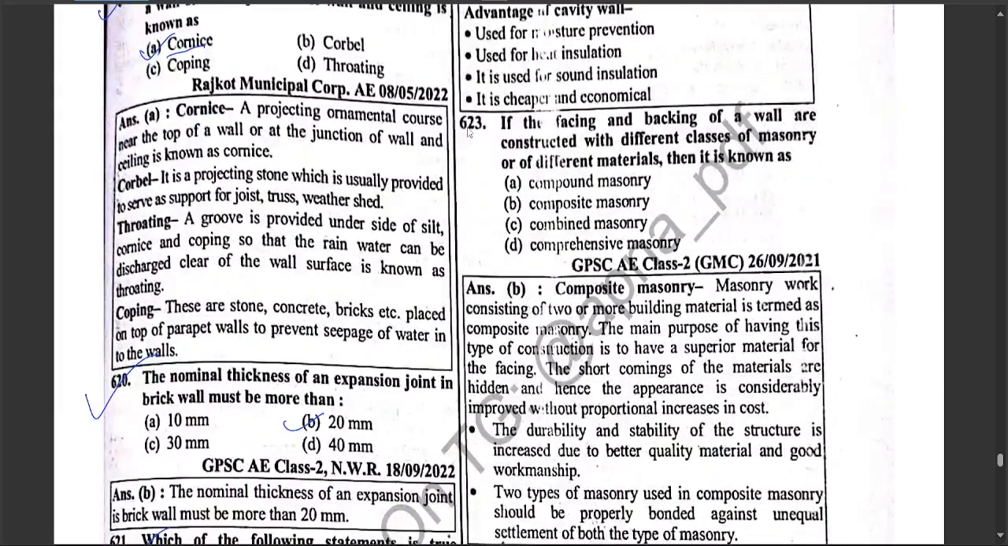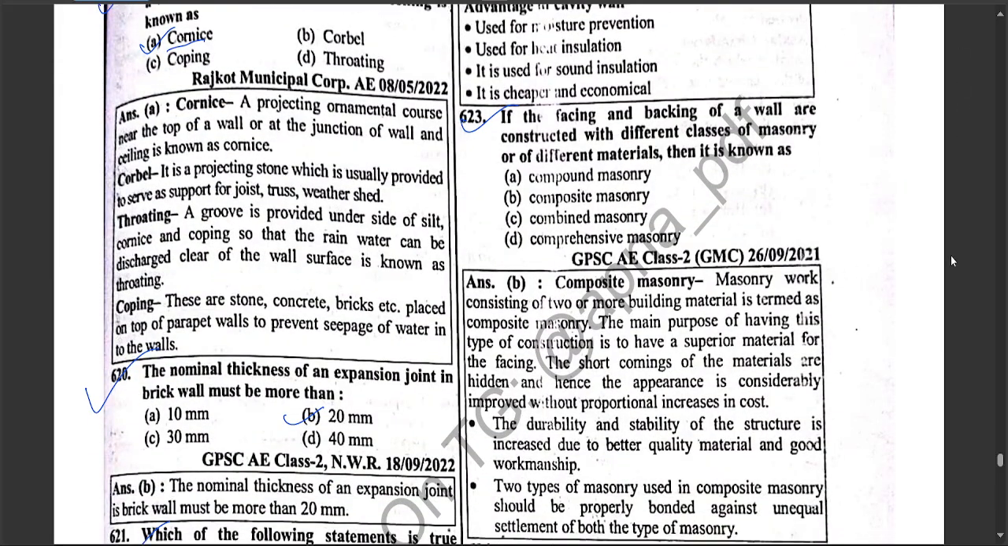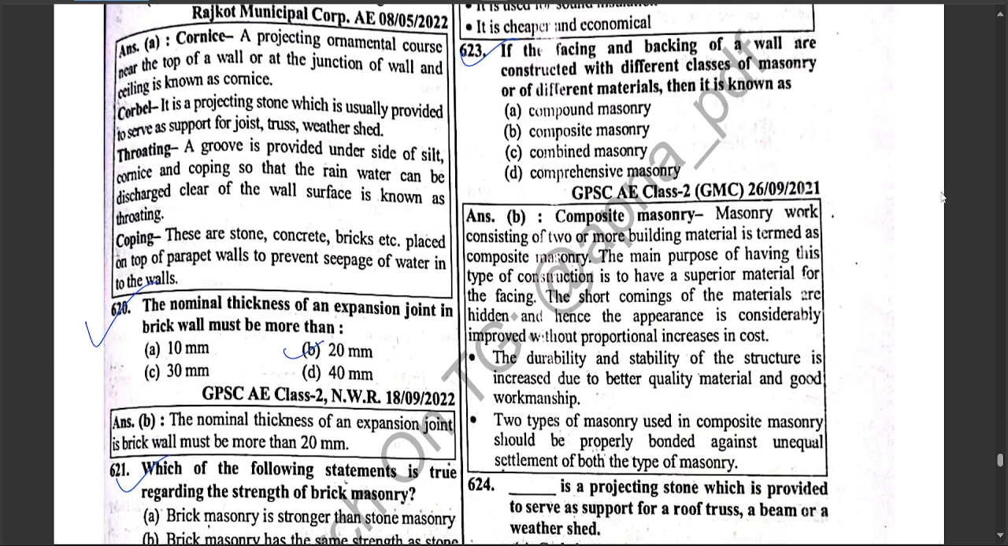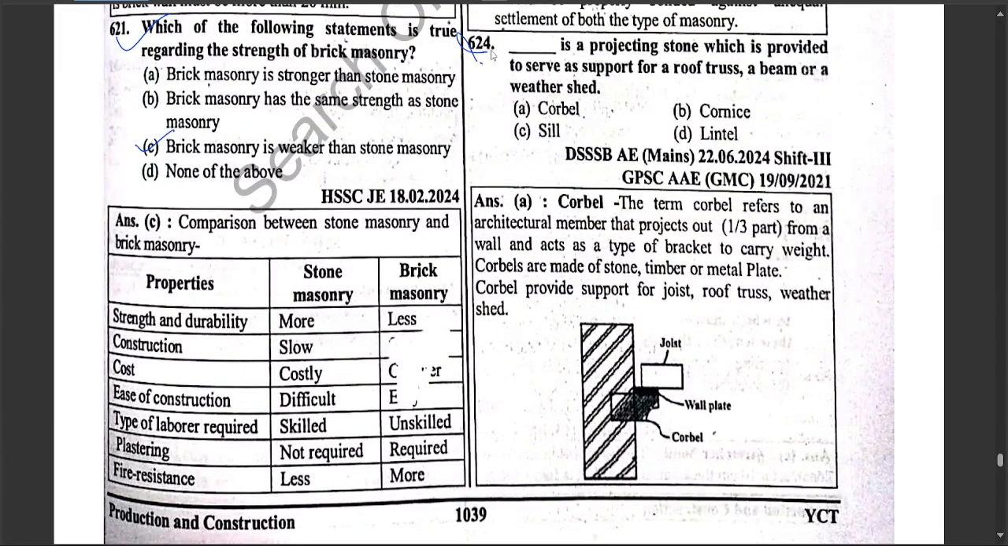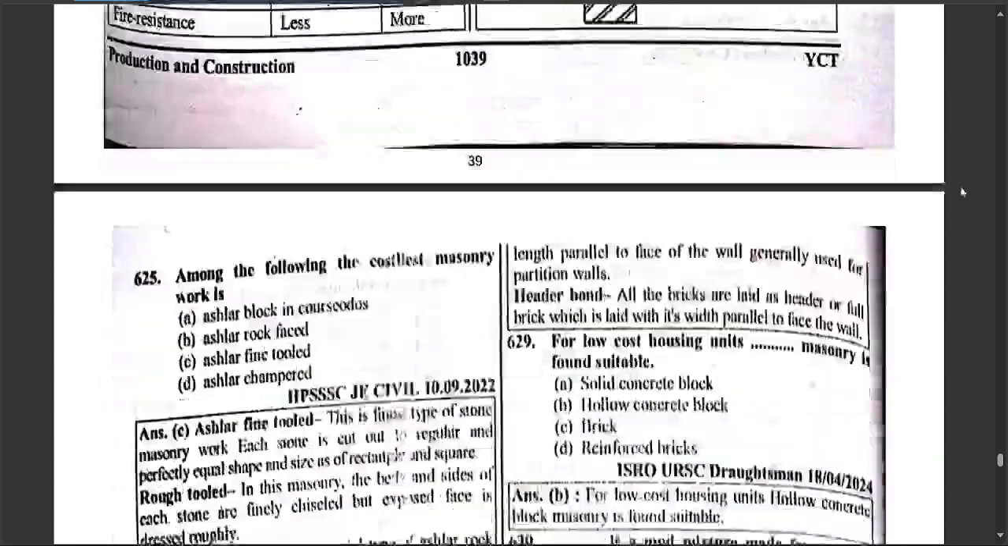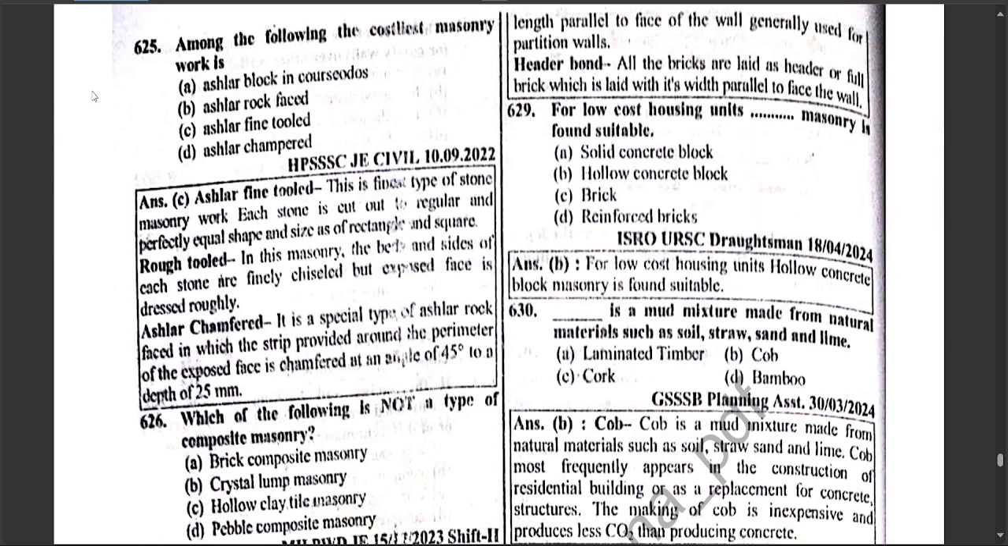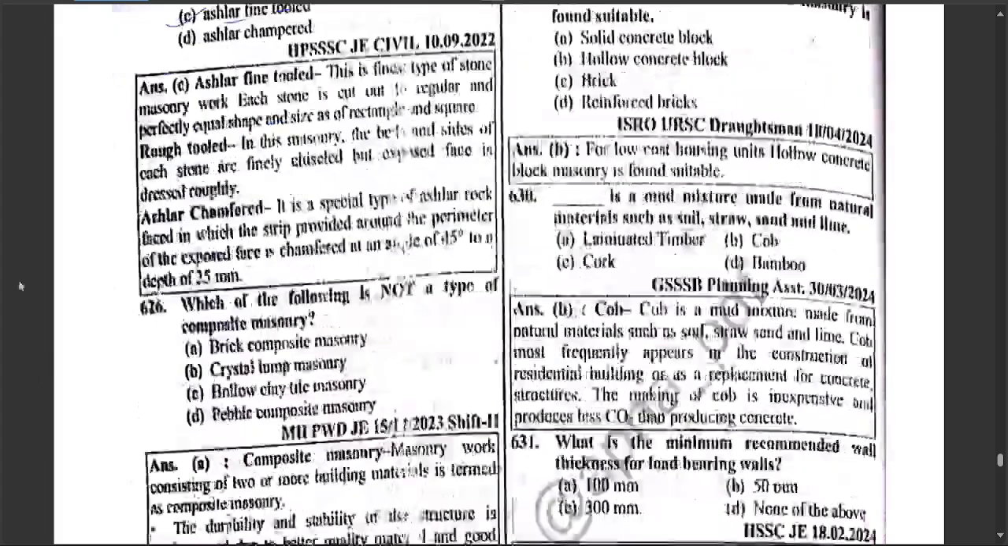If the faces and backing of a wall are constructed with different classes of masonry or different materials, then it is known as composite masonry. Corbel is the projecting stone which is provided to serve as support for a roof truss, a beam, or a weather shed. Among the following, the costliest masonry work is ashlar fine tool.